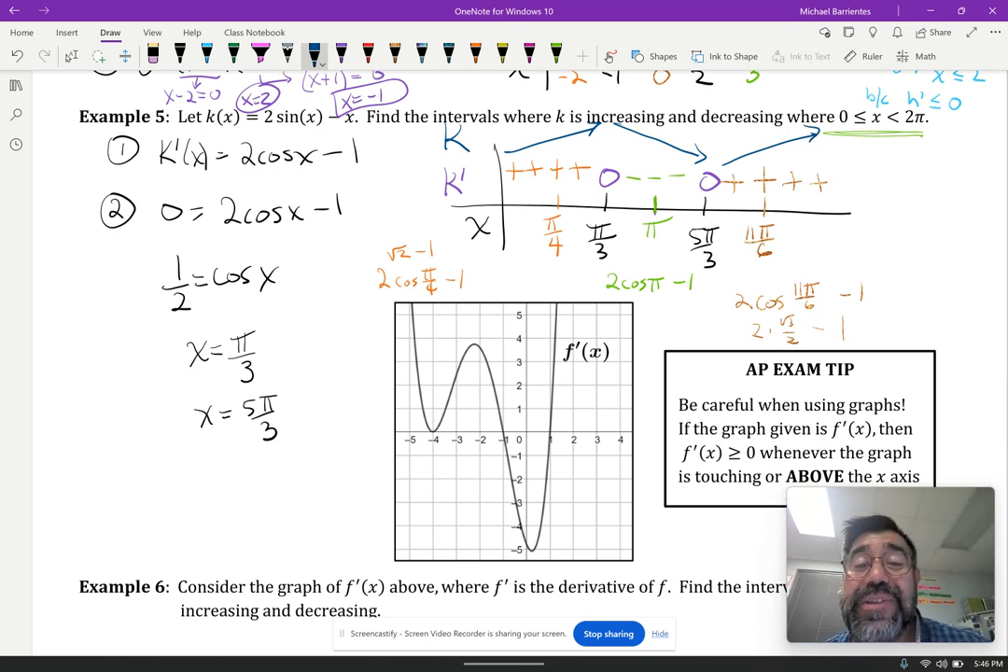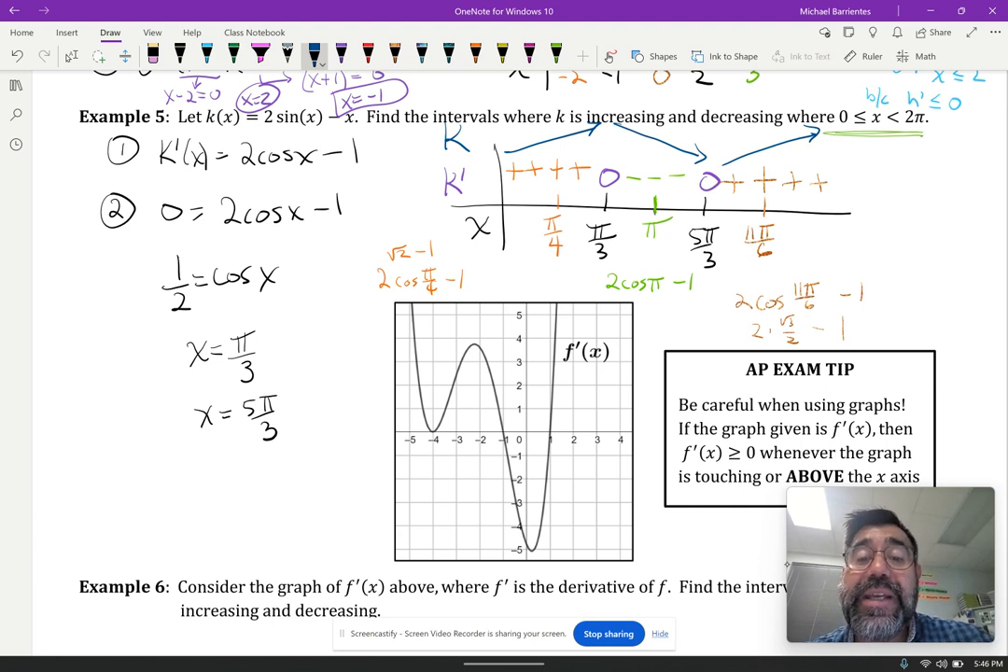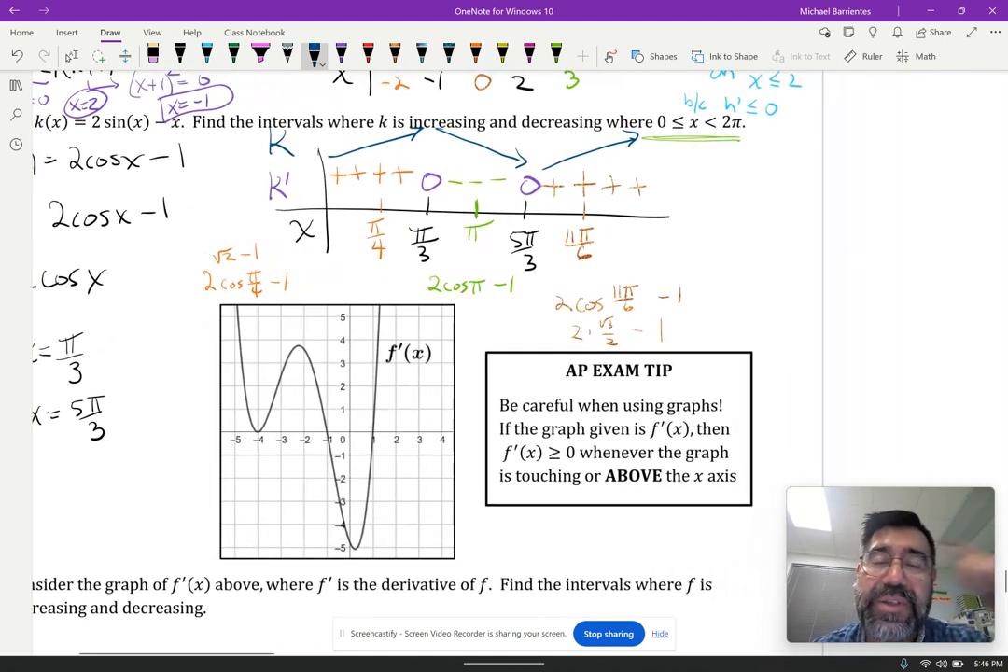I can also tell, just to kind of lay the groundwork, that at pi over 3, I think I have a maximum point because I see a hill forming here. And I think that at 5 pi over 3, I have a valley or a minimum because I see that forming here. But that's for the next section. I want you to start to think how the sign chart can help you figure that out. All right, let's see. Where is it increasing?